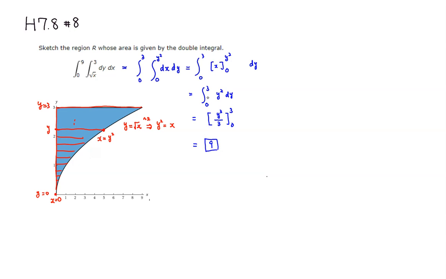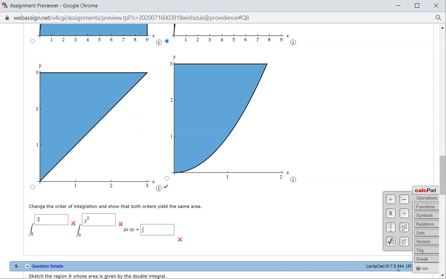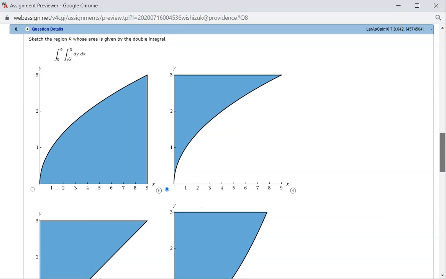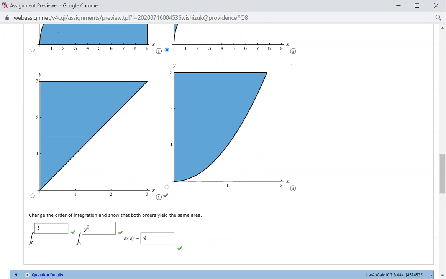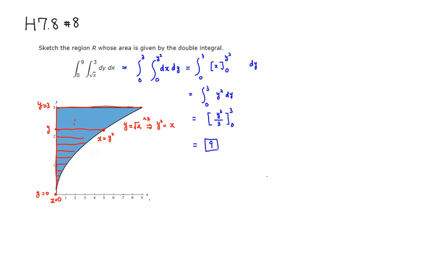Let's type it in. So we got 9. Let's check the answer. I came back and it looks like we got this one correctly. That's it. I hope that this was clear.